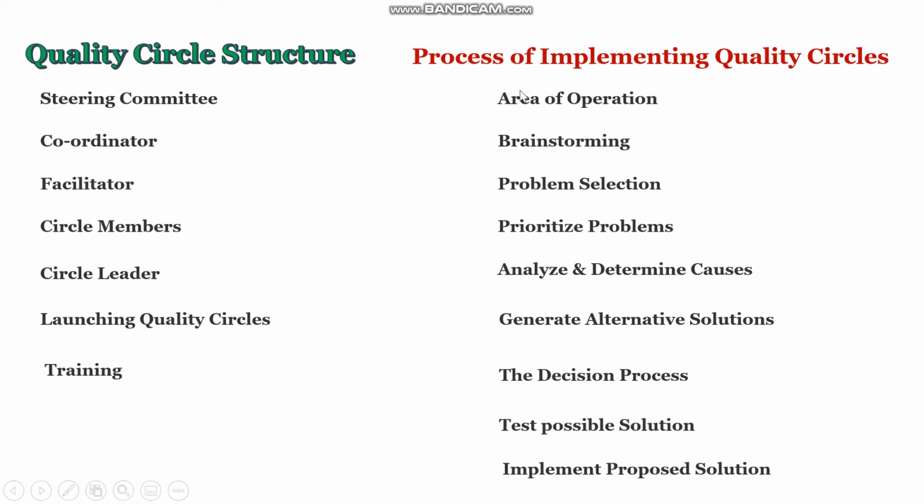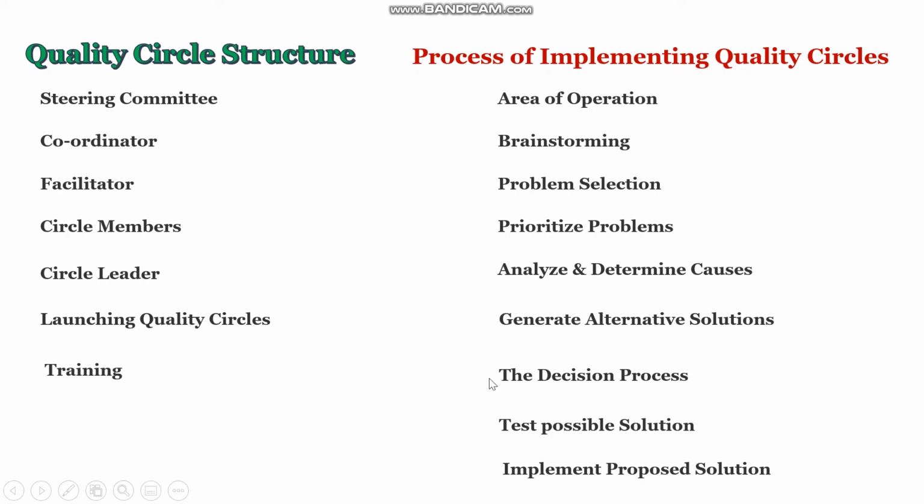See, what is the area of operation? First, you have to select it. Then brainstorm on who is going to be involved in this quality circle, and include the quality circle members. Then you have to select one problem, give priority to the different problems, then analyze and determine the causes of those problems, then try to find the different solutions.